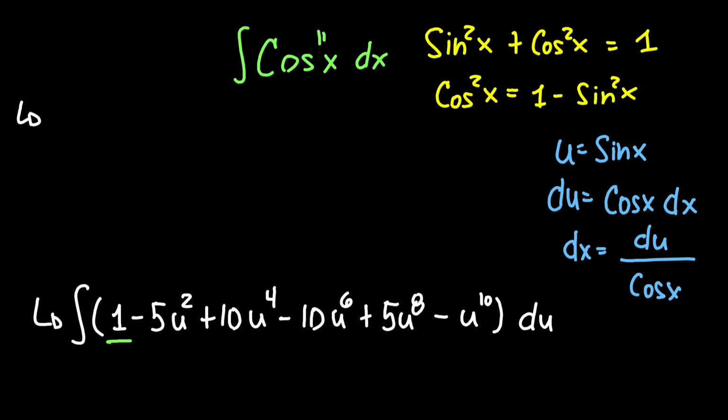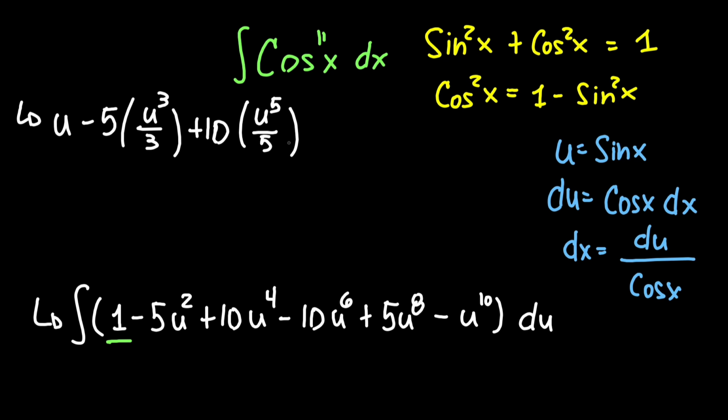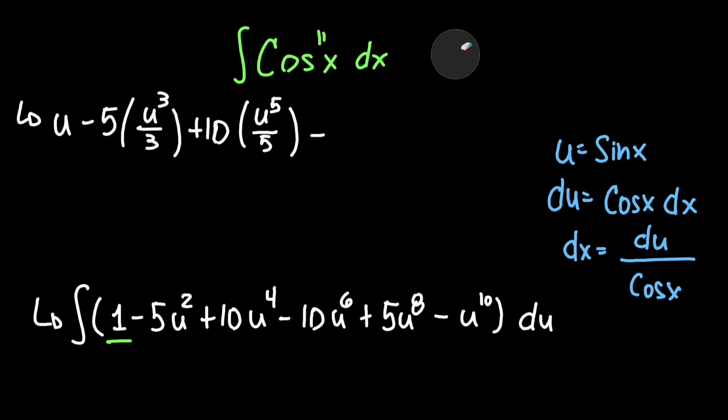Let's start with this first. The integral of 1 du is equal to simply u. The integral of, wait, let me just put the coefficient first. The integral of u squared would be equal to u to the power of 3 over 3 plus the integral of u to the power of 4 would be u to the power of 5 over 5. Let me just make some space here. Just know that u here is equal to sine of x. I just rewrote this.